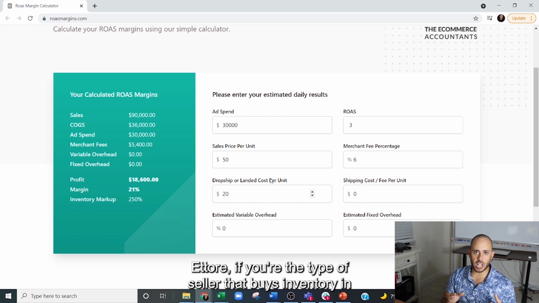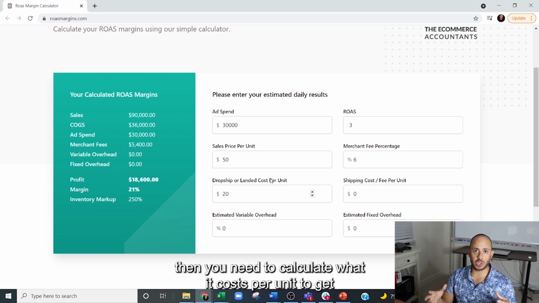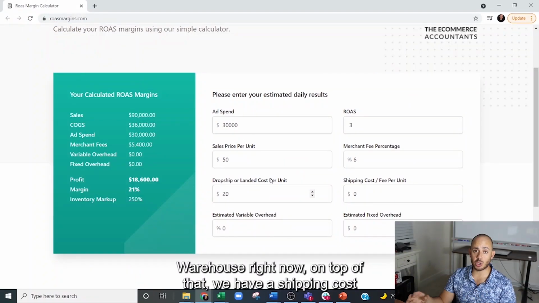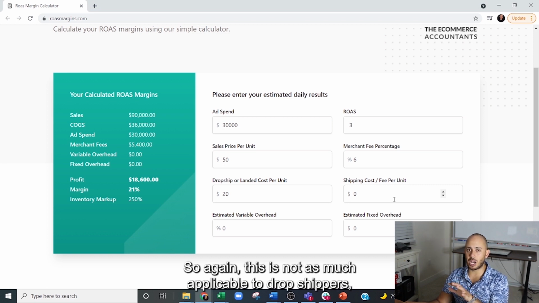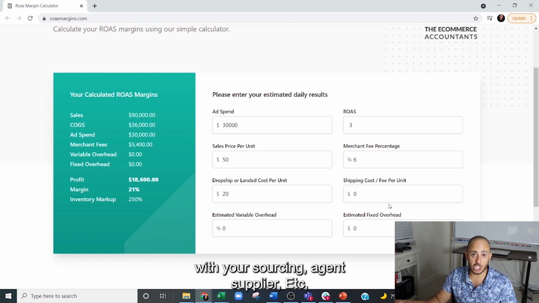If you're the type of seller that buys inventory in bulk and warehouses in the US, then you need to calculate what it costs per unit to get all of that inventory from China to the US in your warehouse, right? Now on top of that, we have a shipping cost or fee per unit. So again, this is not as much applicable to drop shippers, although it could be depending on your relationship with your sourcing agent, supplier, etc.